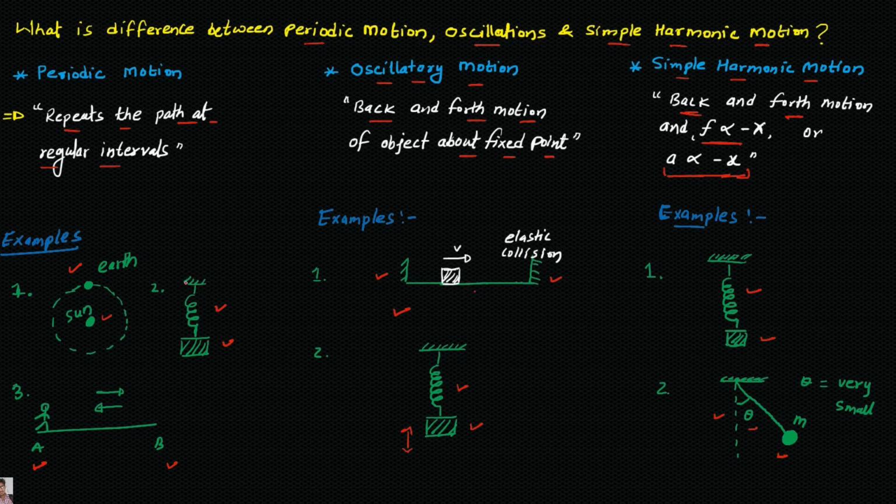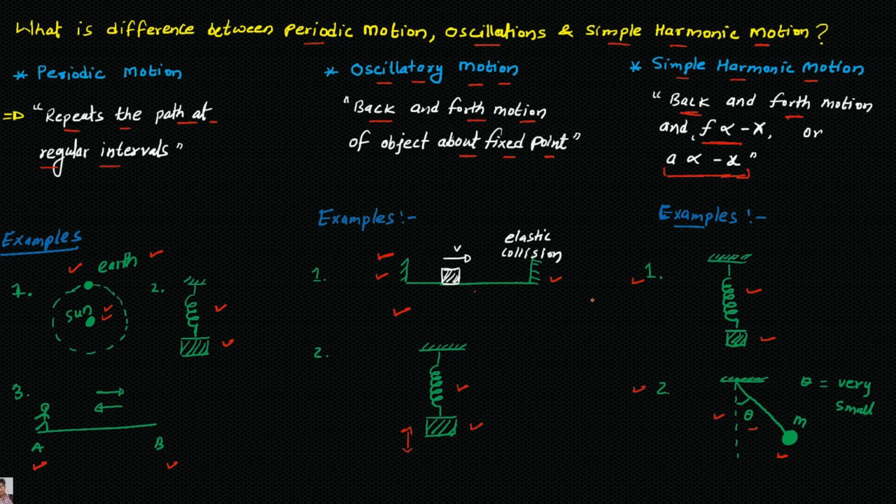Now here you can see that this motion of Earth about the sun can be called periodic motion, but it cannot be called oscillatory motion or simple harmonic motion. And the first example I took over here can be called oscillatory motion and periodic motion, but it cannot be taken as simple harmonic motion. But these two examples both can be counted as oscillatory motion and periodic motion.